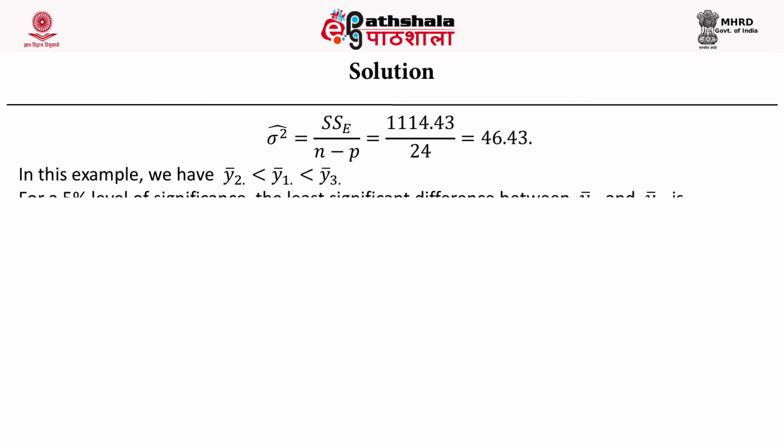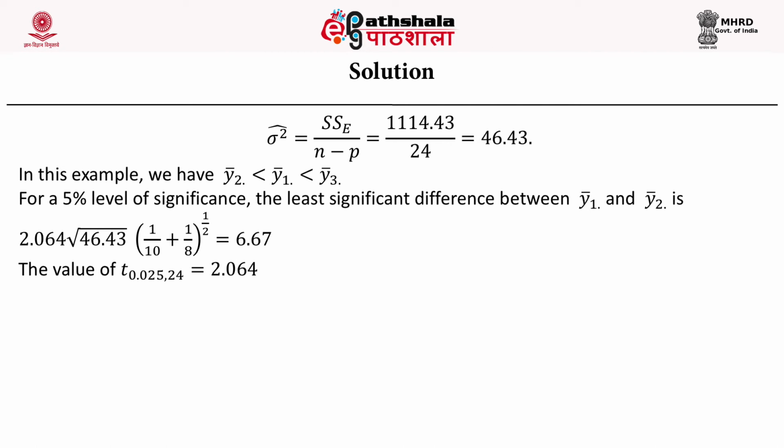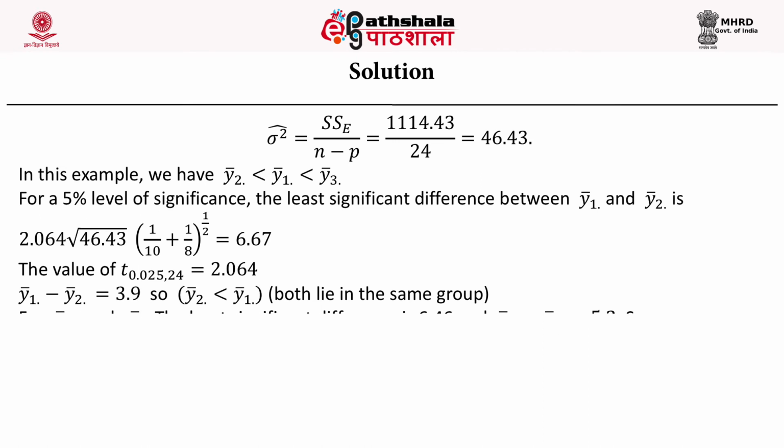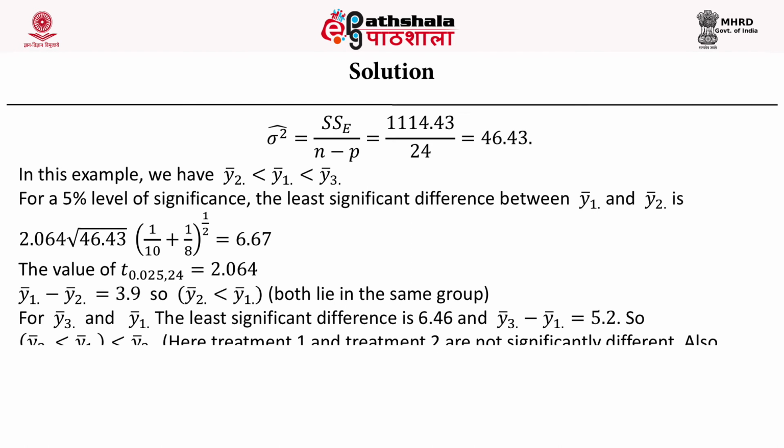For a 5% level of significance, the least square difference between y1 dot bar and y2 dot bar, by putting the values in the formula, we get as 6.67. That can be derived by multiplying 2.064 into square root of 46.43 into (1 upon 10 plus 1 upon 8) whole power 1 upon 2. The value of t at 24 degrees of freedom at 2.5% level of significance can be derived from the table, which is 2.064, and y1 dot bar minus y2 dot bar is equal to 3.9.